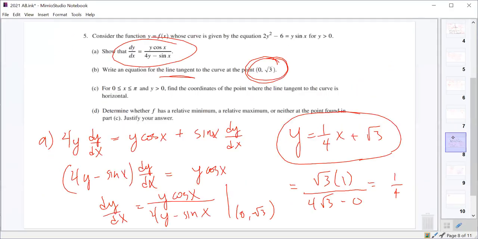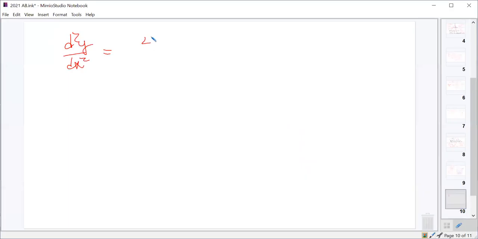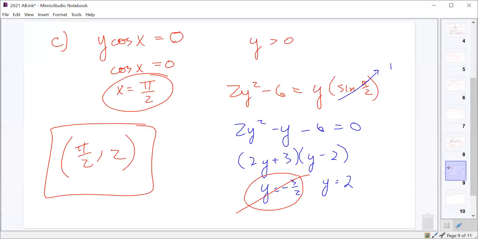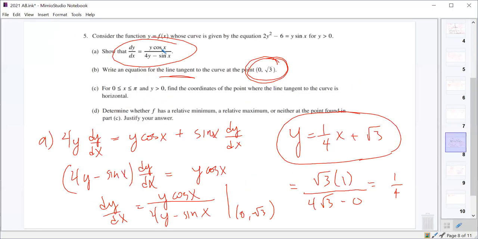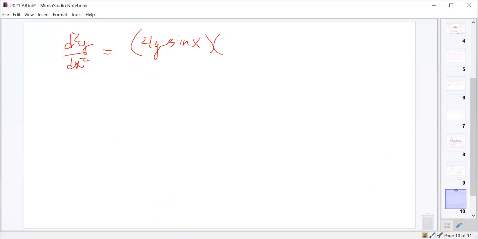Okay, what was our first derivative? So we need 4y minus sine x in the denominator, that's our denominator, times the derivative of the numerator, so times the derivative of y cosine x. What's the derivative of y cosine x? That ought to be y times negative sine x plus cosine x times dy/dx. I should have really written this a lot smaller.